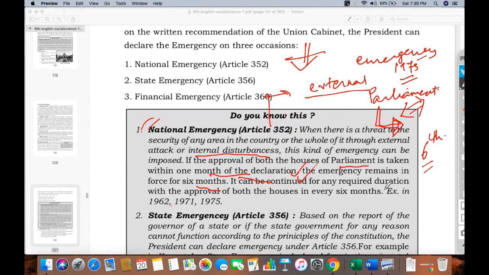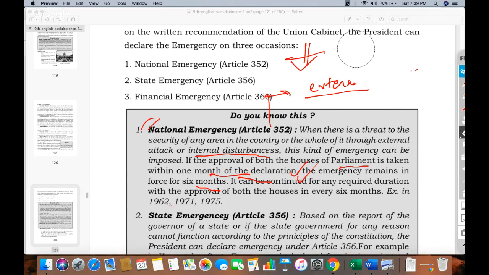Can it be taken away before 6 months? Yes, it can be taken away before 6 months. But anyway, if it is not taken away before 6 months, it will lapse after 6 months, and the government will again have to take permission of the parliament. When I talk parliament, I am talking about both the houses, Lok Sabha and Rajya Sabha.